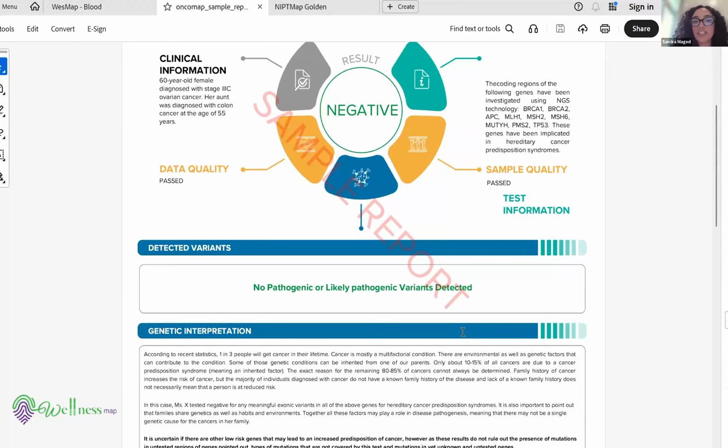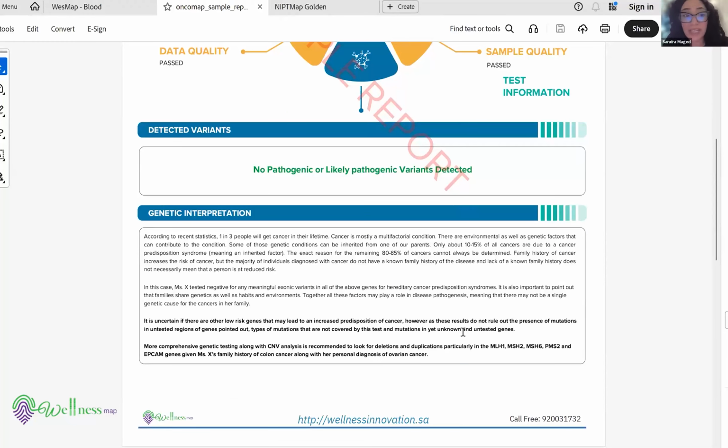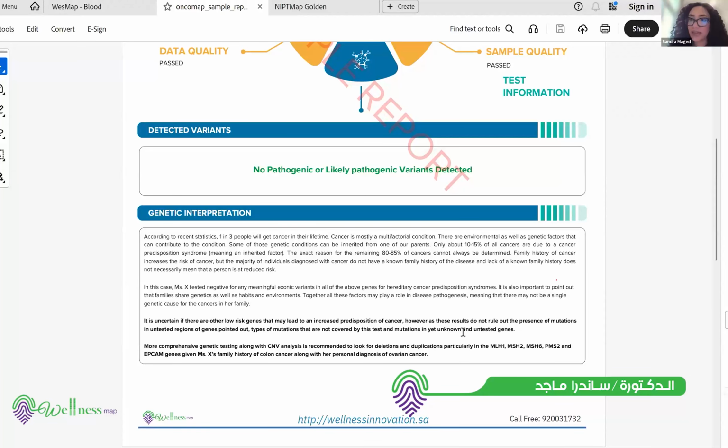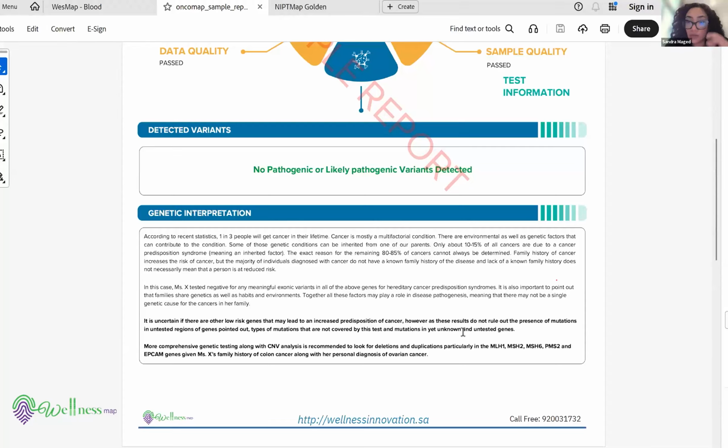So here, the genetic interpretation that was given is what I've just explained: the stats right now say that 1 in 3 people will get cancer in their lifetime. However, it is multifactorial, meaning that environment has an effect, stress has an effect, the type of food that we eat has an effect, the air that we're breathing, etc. So environmental factors are very important in that case, even though she didn't have any pathogenic or likely pathogenic variant detected.